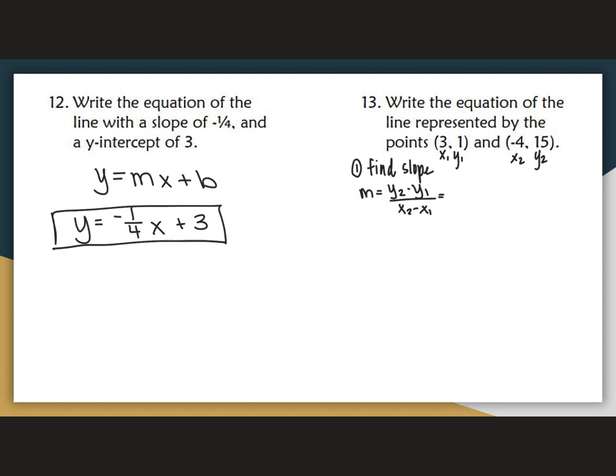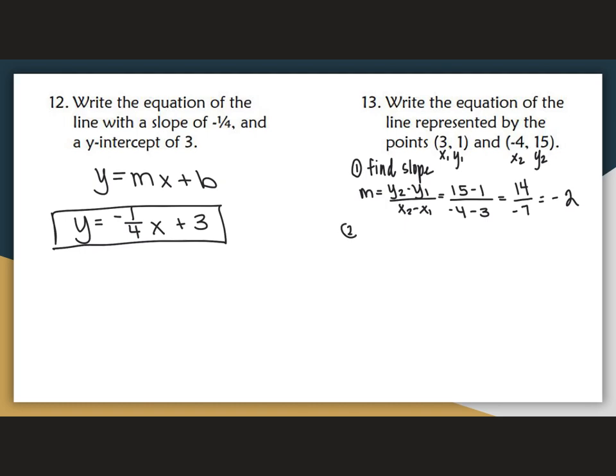When I plug in, I have 15 minus 1 over negative 4 minus 3. 15 minus 1 is 14. Negative 4 minus 3 is negative 7. 14 divided by negative 7 is negative 2. So I have a slope of negative 2.